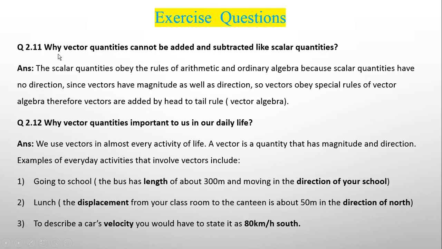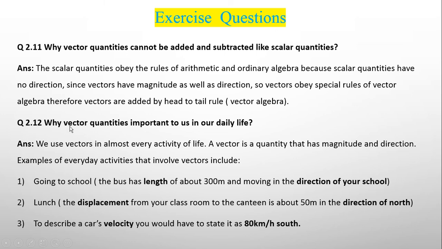Question 2.11: why can vector quantities not be added and subtracted like scalar quantities? Answer: scalar quantities obey the rules of arithmetic and ordinary algebra because scalar quantities have no direction. They can be completely described only by their magnitude. Since vectors have magnitude as well as direction, vectors obey special rules of vector algebra. Therefore, vectors are added by the head to tail rule, which means vector algebra.